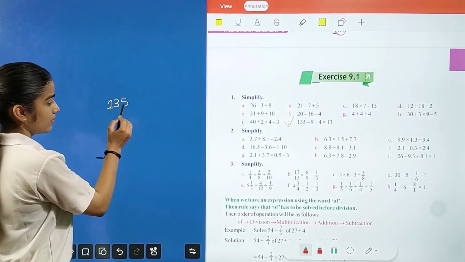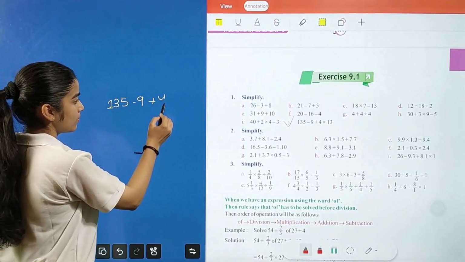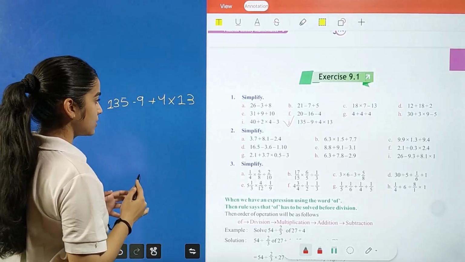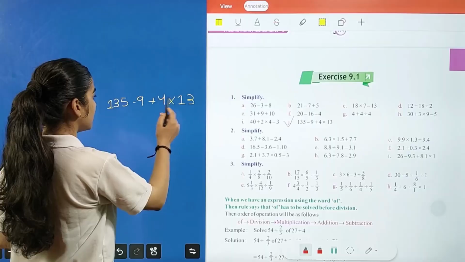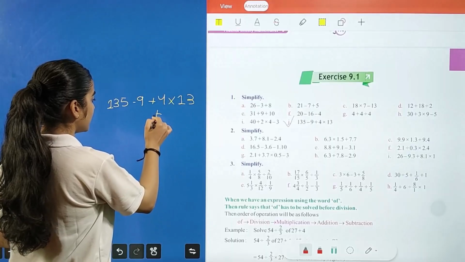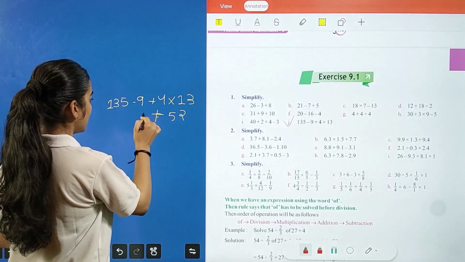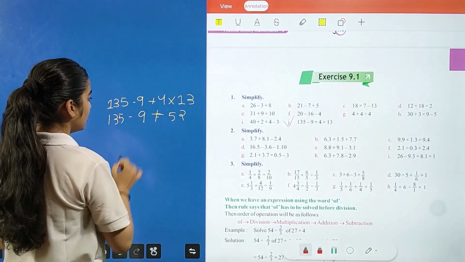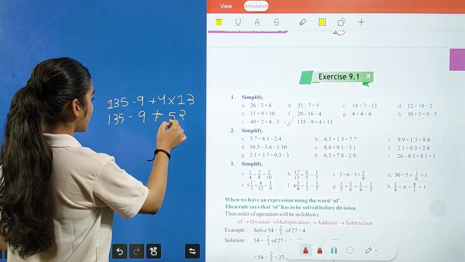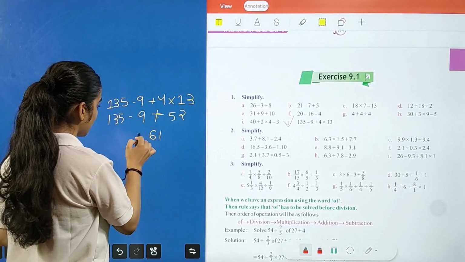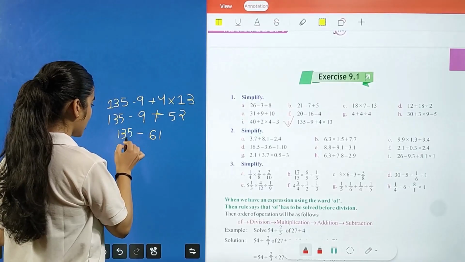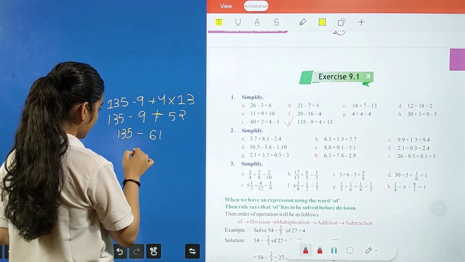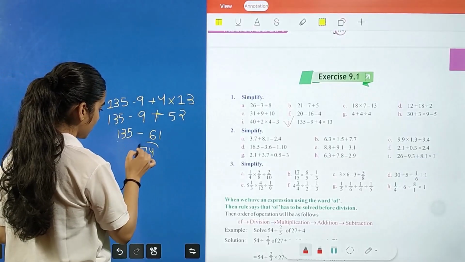135 minus 9 plus 4 multiply 13. So first we have to take division, but there is no division. Then we have to take multiplication. 13 fours are 52. Now we have to take addition after multiplication. So 52 plus 9 is 61. Now we have to do subtraction. So 135 minus 61, and 74 is your answer.